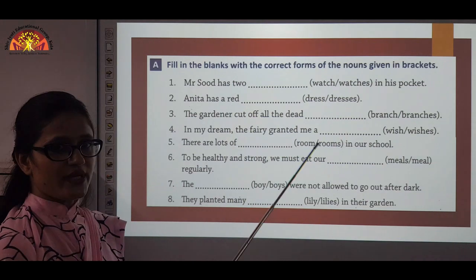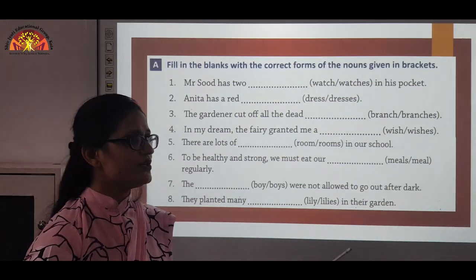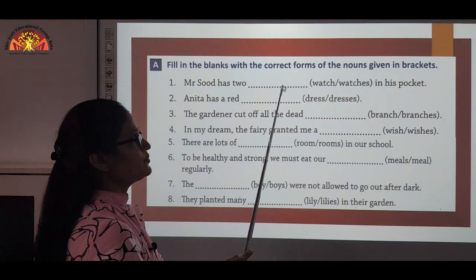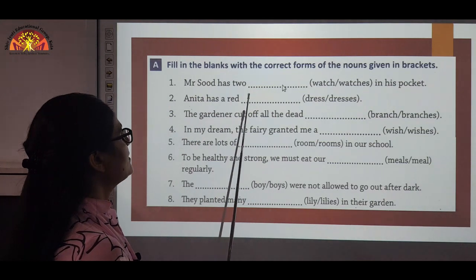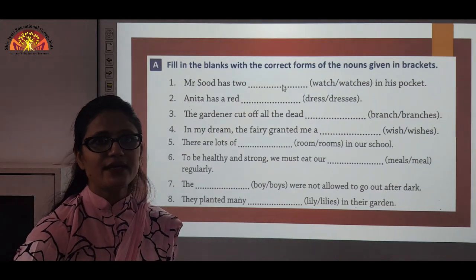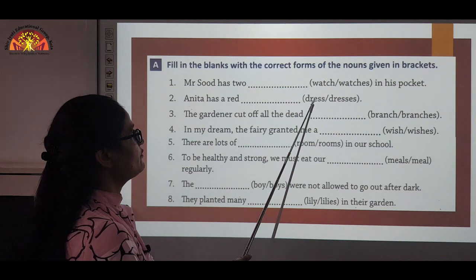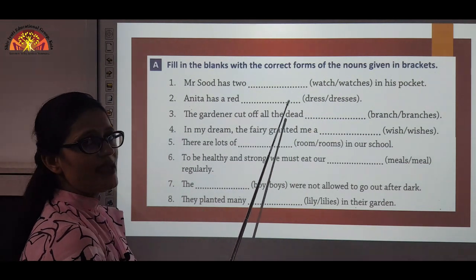Now 2, you can see 2 is actually denoting plural itself. So if it is denoting plural itself, the word watches will be the correct option to be filled, right? Anita has a red dash. Has a red, in the sense if we are talking about a single dress. So if we are talking about a single dress, the correct word will be dress and the sentence will be: Anita has a red dress.